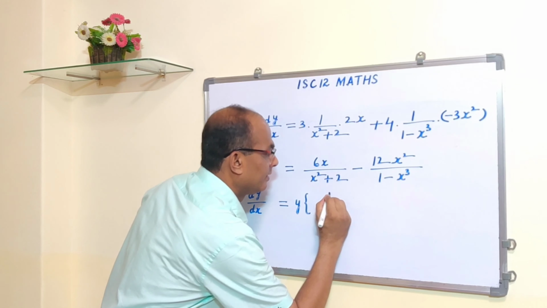Put the value of y in the beginning. We supposed y is equal to the function itself, that is y. So please write down y is (x square plus 2) whole raised to power 3, and (1 minus x cube) whole raised to the power 4. This is the value of y, and this as it is.